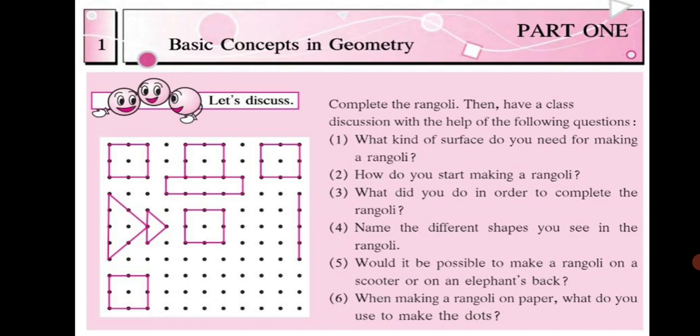Number 5. Would it be possible to make a rangoli on a scooter or an elephant's back? No, it won't be possible to make a rangoli on a scooter or on an elephant's back as they do not have a flat surface. When making a rangoli on paper, what do you use to make the dots? When making a rangoli on paper, I make use of a scale and pencil to make equally spaced dots.